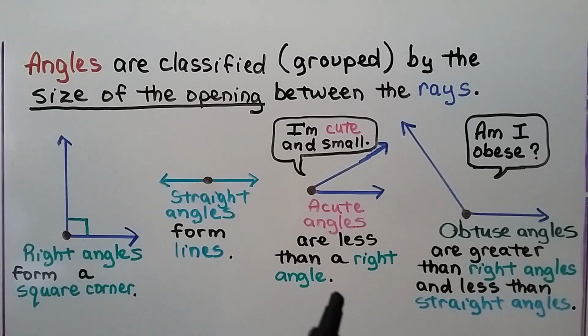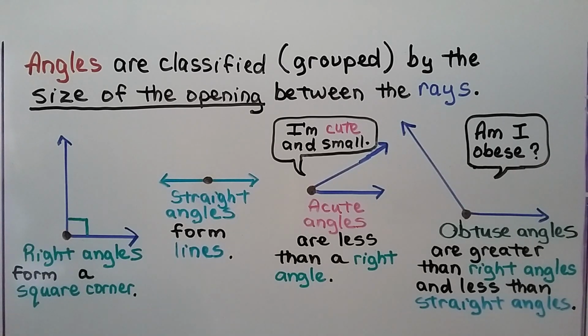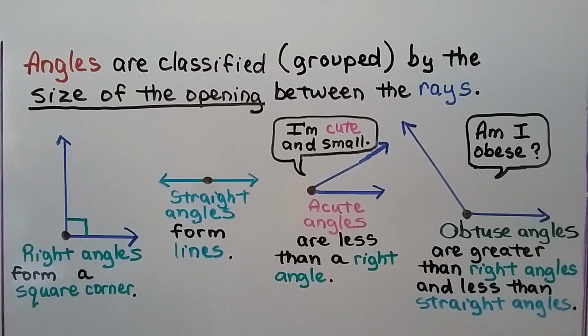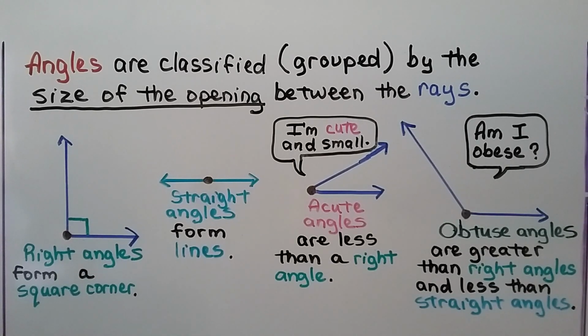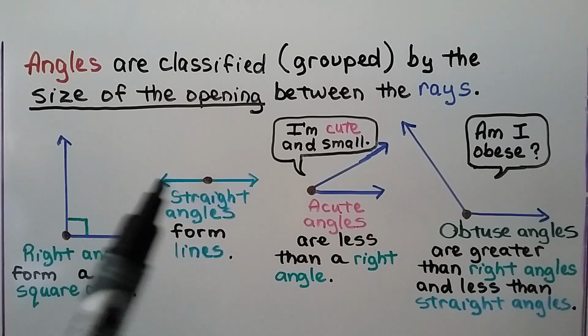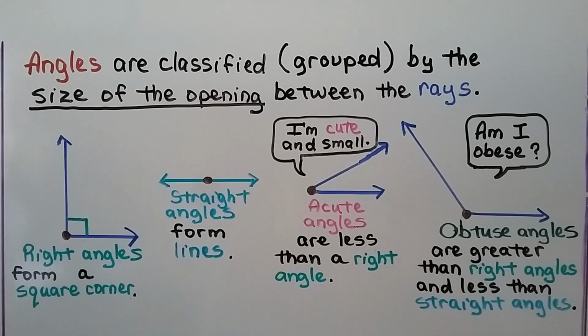Acute angles are less than a right angle. They're more closed than a right angle. You can remember acute angles because they're cute and small. Acute, get it? Obtuse angles are greater than a right angle, and they're less than a straight angle. See, they're greater than an acute angle also.